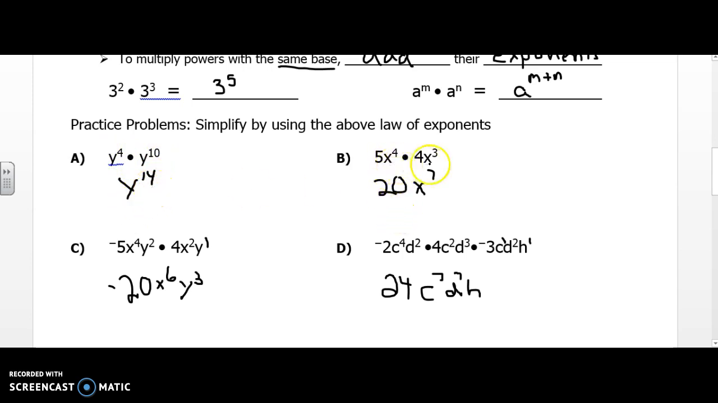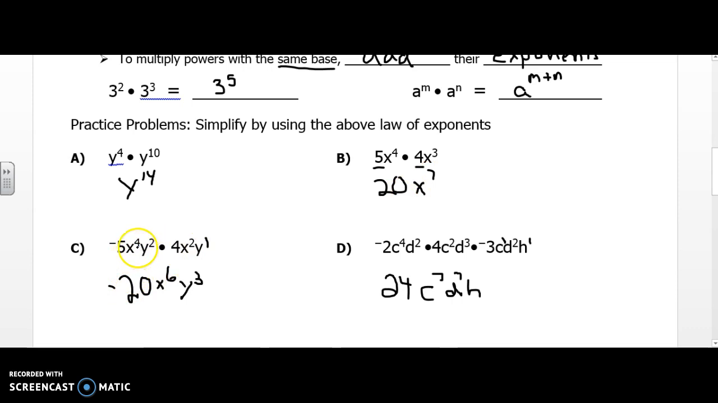Over here, I go ahead and multiply these together. Again, I take my coefficients, those numbers that aren't powers, and I multiply them separately and I get 20. Then I take my exponents, 4 and 3, I add them together and get 7, x to the 7th. Down here, I multiply those coefficients. Negative 5 times 4, I get negative 20.